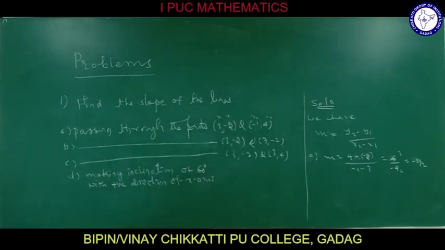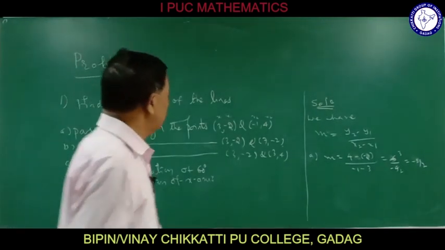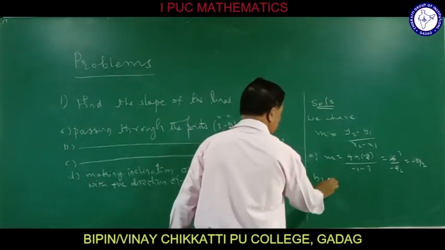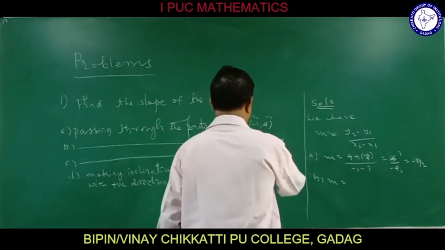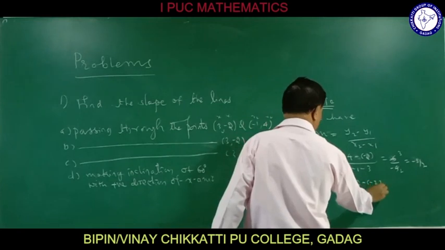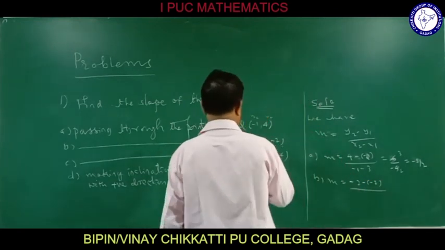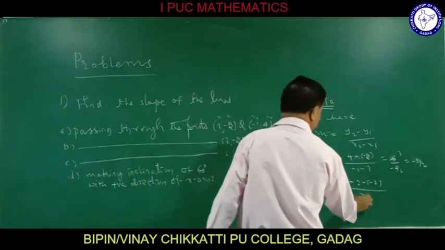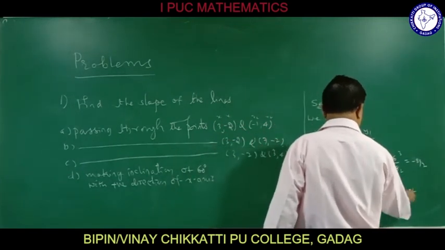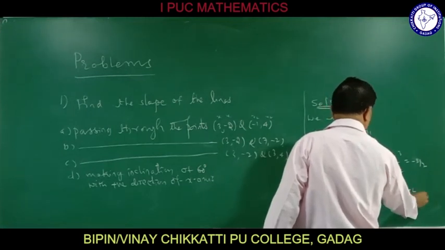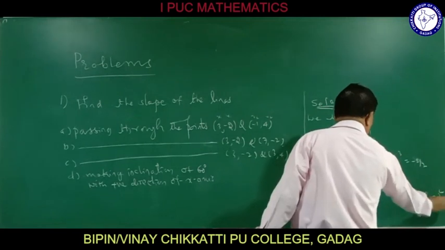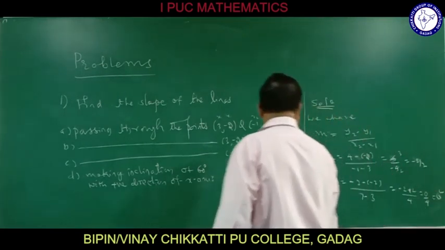So the second sum, B, I have to discuss here. m is equal to y2 minus y1, minus 2 of minus 2, divided by 7 minus 3. So you see that minus 2 plus 2 divided by 4, and this is 0 by 4. The answer is 0. That is, the slope is nothing but 0.